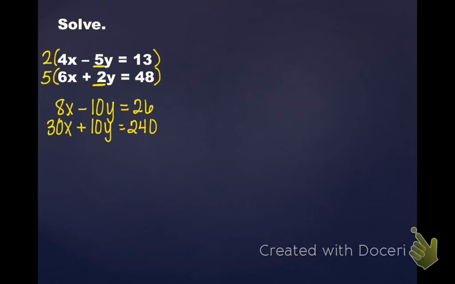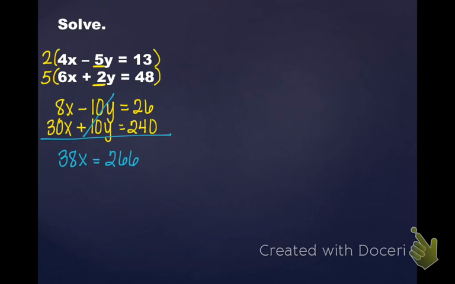Yep. And so the next thing that we're going to do now is we're going to add these together. When I add these two equations, the y's are going to eliminate. Negative 10y plus 10y makes 0. It doesn't make y. It makes 0. It's all gone. So now I have 38x equals 266. I'm guessing that this is going to be 7 is what it looks like.